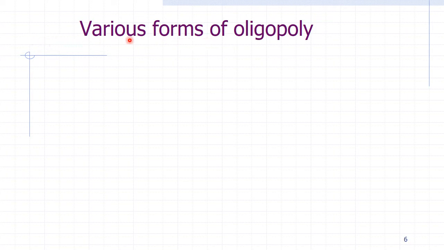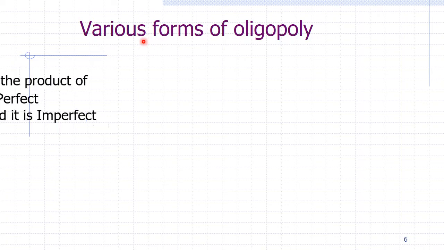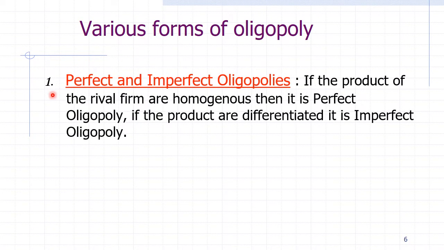There are various forms of oligopoly. First form is perfect and imperfect oligopolies. Actually, we can categorize the oligopoly firms as perfect or imperfect. If the products of the rival firms are homogeneous, we call it perfect oligopoly. And if the products they are selling are differentiated or heterogeneous, then we call such oligopolies imperfect oligopolies.